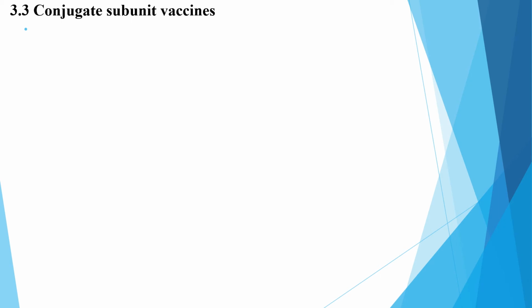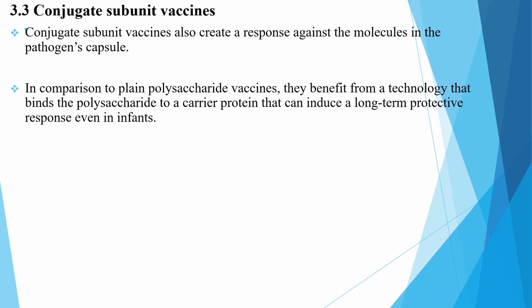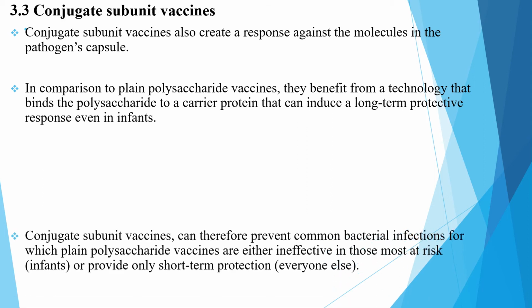The other subunit vaccine is a conjugate subunit vaccine. Conjugate subunit vaccine also creates a response against the molecules in the pathogen's capsule. In comparison to plain polysaccharide vaccines, they benefit from a technology that binds the polysaccharide to a carrier protein that can induce a long-term protective response even in infants.